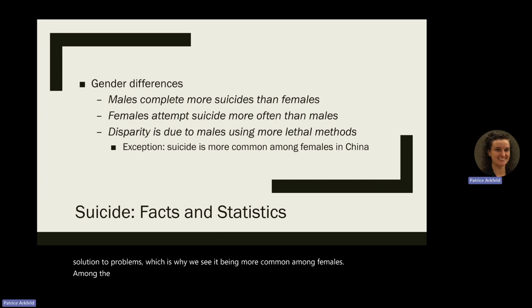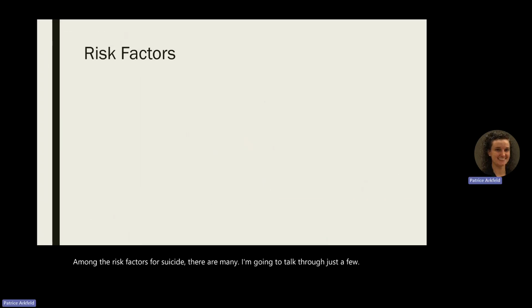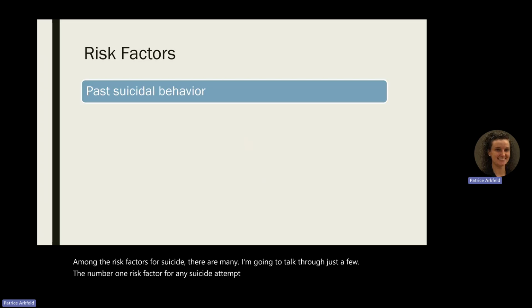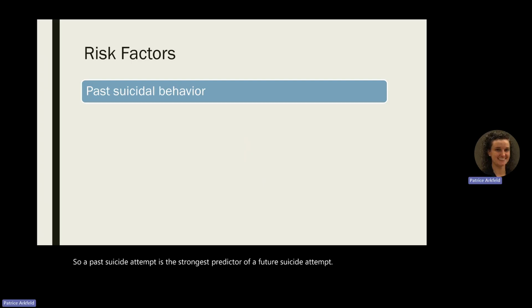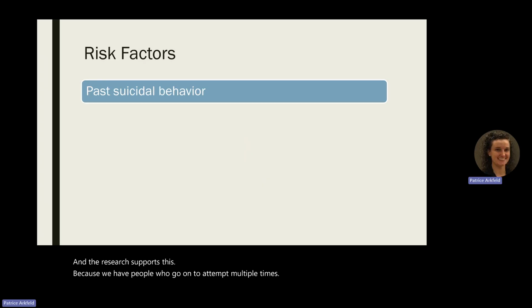Among the risk factors for suicide, there are many. I'm going to talk through just a few. The number one risk factor for any suicide attempt is previous suicidal behavior. So a past suicide attempt is the strongest predictor of a future suicide attempt. And the research supports this because we have people who go on to attempt multiple times. So past suicidal attempt is the strongest predictor of a future suicide attempt.